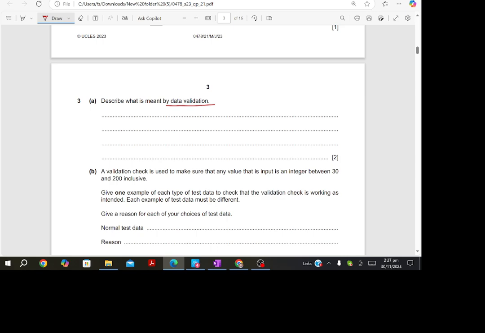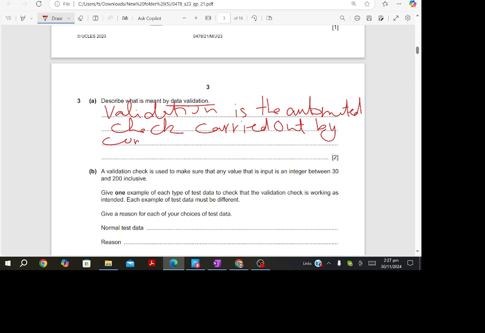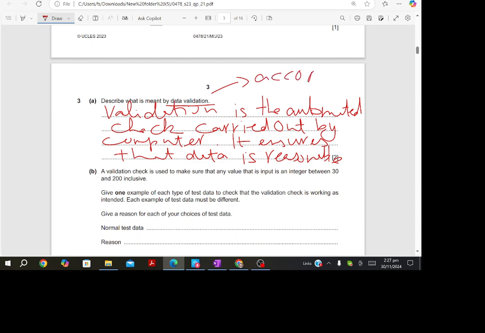What is validation? Validation is an automatic check carried out to ensure that the data entered is reasonable or correct. So you can say validation is the automated check carried out by the computer. It ensures that data is reasonable. Reasonable is a keyword. You can also say it is accurate: reasonable, accurate, correct, according to the rules. You can also add according to rules, according to criteria.